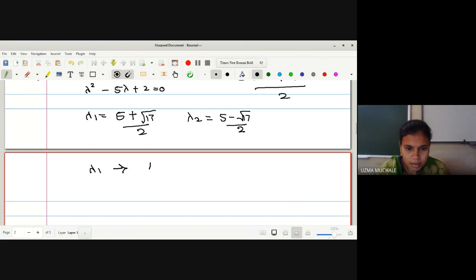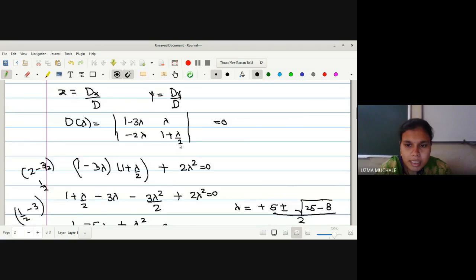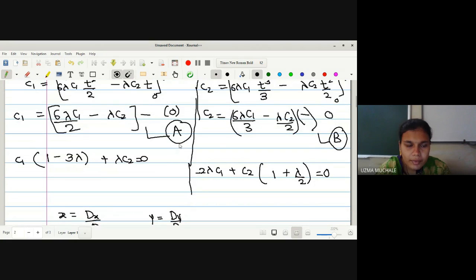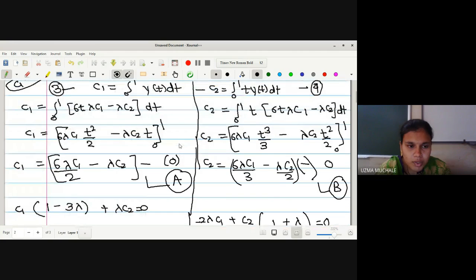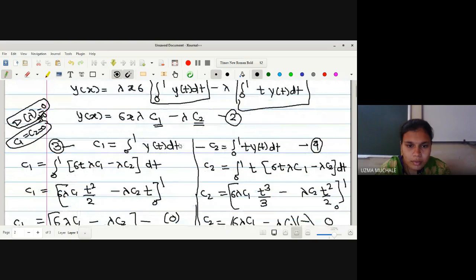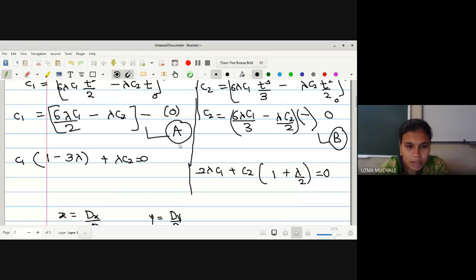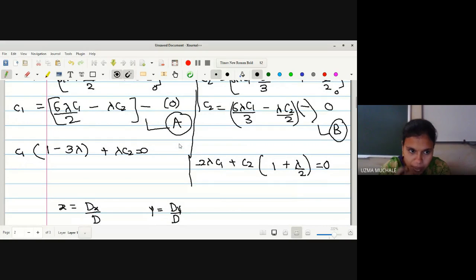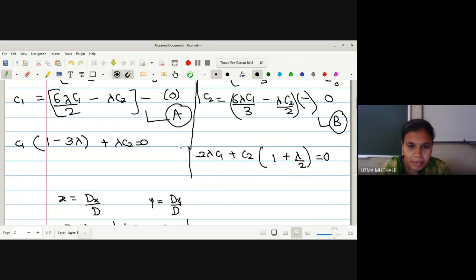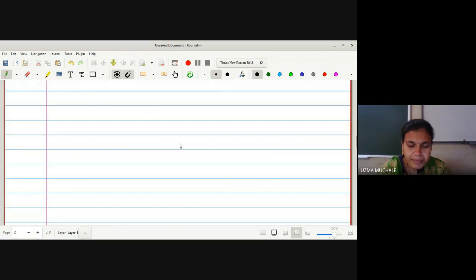Put lambda 1 in the equations A and B. What are our equations A and B? These are the equations we obtained by using the values of C1 and C2 from equation 2. Then we solved equations 3 and 4 and got equations A and B. Now we have to put the value of lambda 1 in both the equations, and then you can get the values of C1 and C2. Have you written up to this?